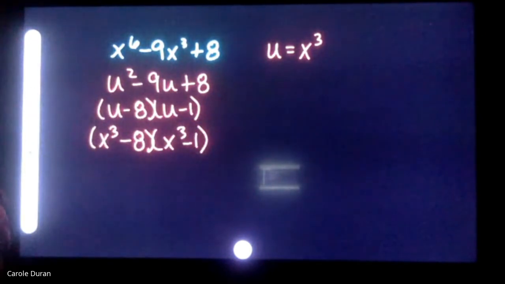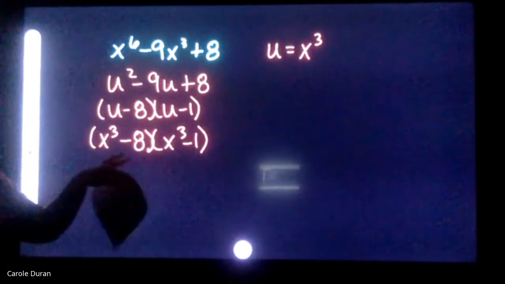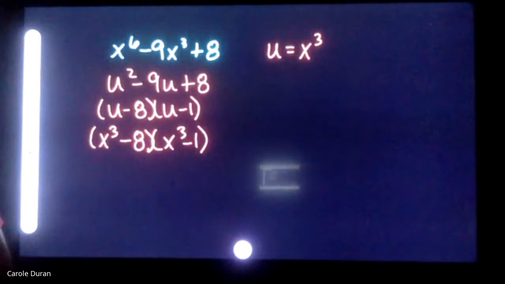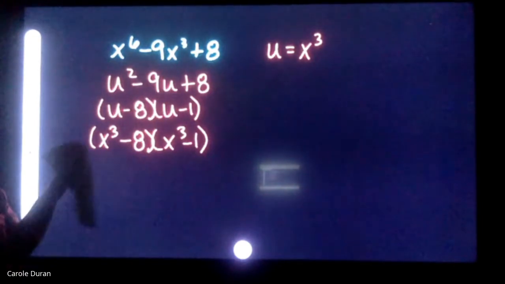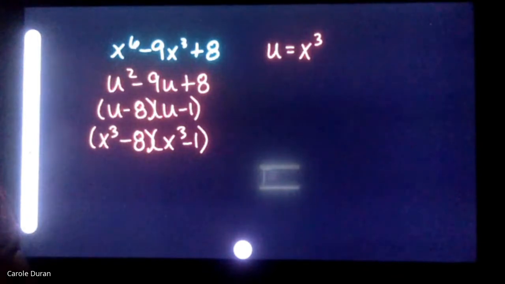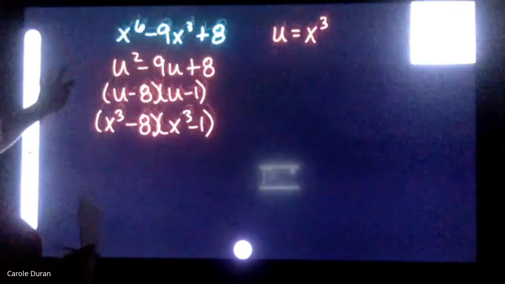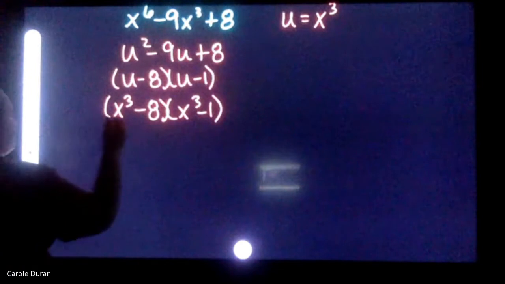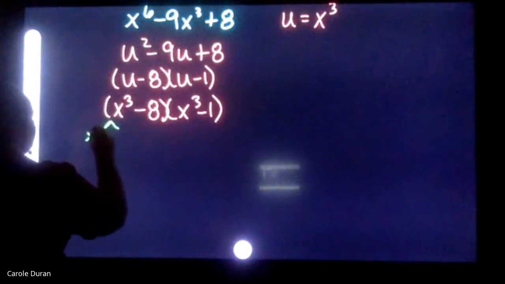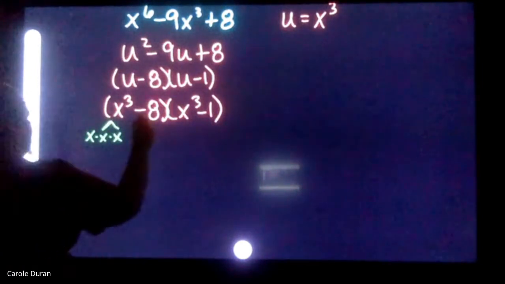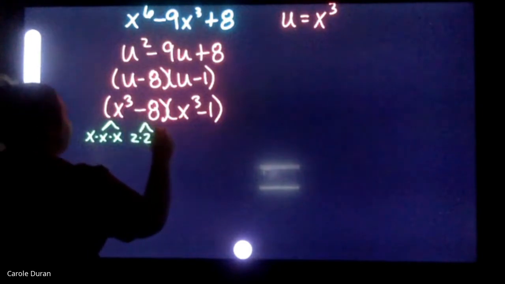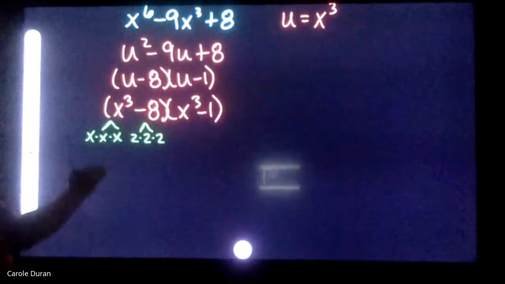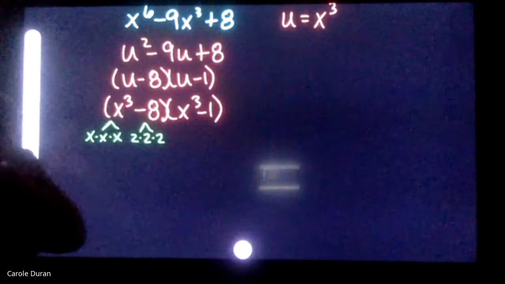As it just so happens, each of these factors is a difference of cubes, which means I can apply my difference of cubes factoring to this. So I'm actually going to end up with 2 new factors for each of these. Before we can do that, we have to identify what our roots are. So I have x times x times x for x cubed. And I have 2 times 2 times 2 for 8. I'm going to build this one first and then move on to this one.